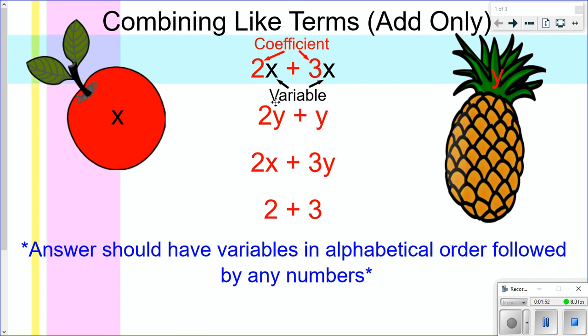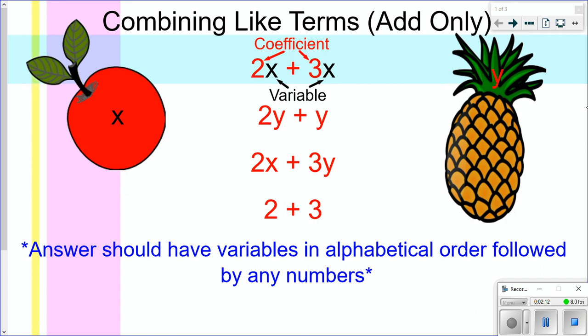Okay, so when I talk about combining like terms, they have to be the same fruit. They either have to be apples or pineapples. And of course, you could have other variables too. For these examples, I'm just using 2 variables, an x and a y. So I'm calling the x's apples and I'm calling the y's pineapples.